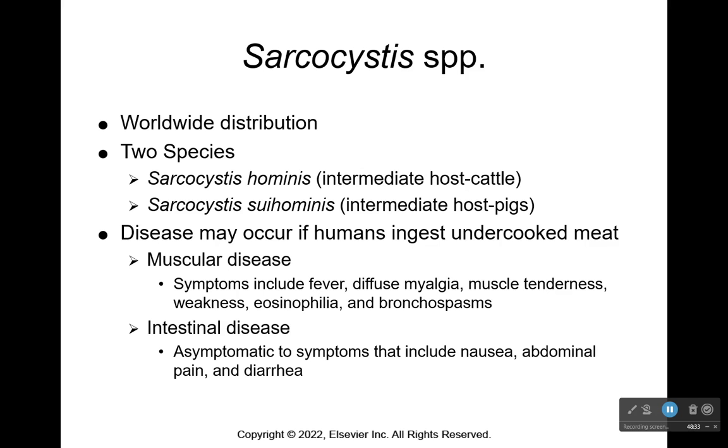This one is not going to be water ingestion or contaminated water, but if we do not cook the meat. If we consume the meat that has this in it, then we can have muscular problems. We have muscle tenderness, weakness, bronchospasms, fever. If it does affect our intestines, it's a lot of times asymptomatic, but can cause regular intestinal type symptoms.